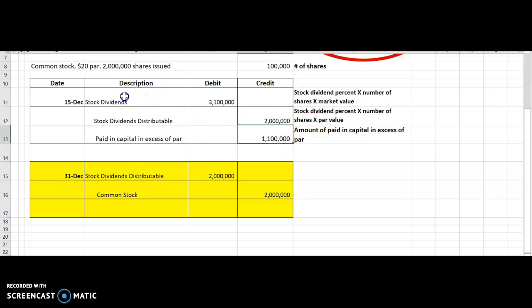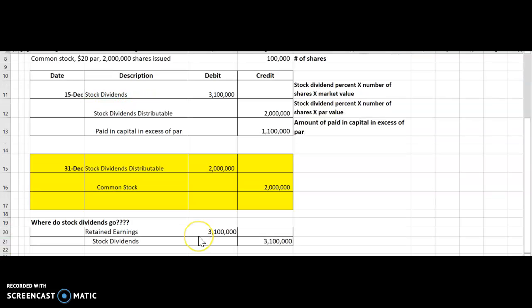Now the next question is, what happens to stock dividends? Well, the same thing that happens to cash dividends happens to stock dividends. It gets closed to retained earnings at the end of the period. So it reduces retained earnings because we have distributed some of our retained earnings, this time in the form of stock. That is how you do a stock dividend. Let me know if you have any questions.